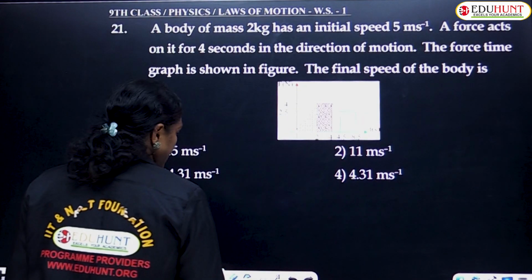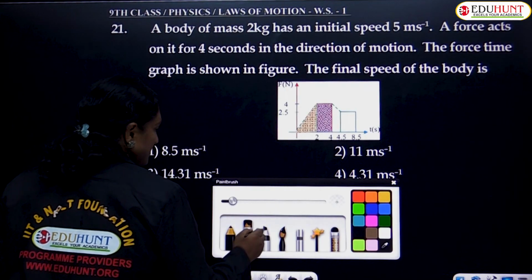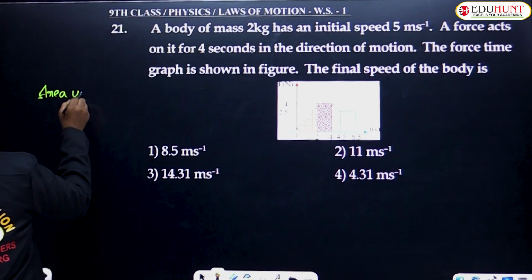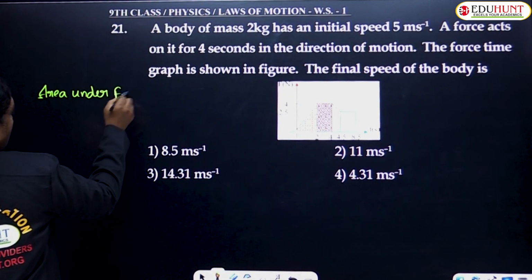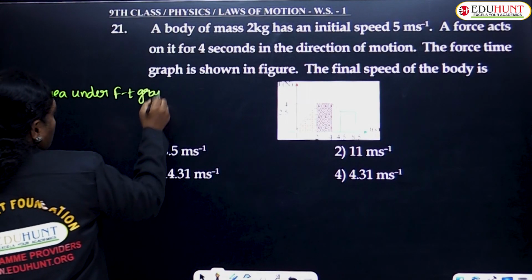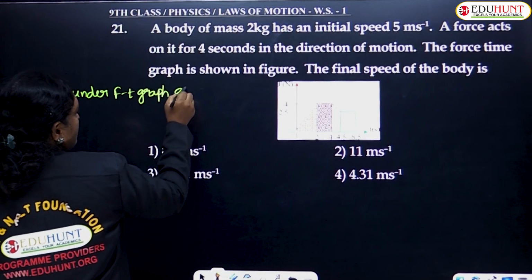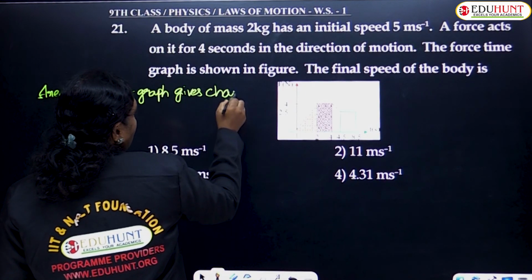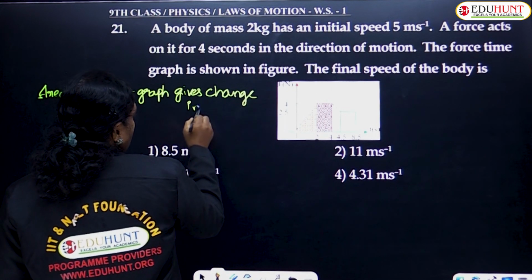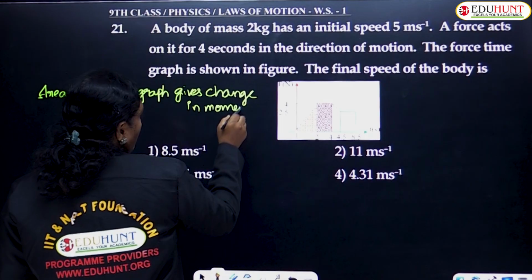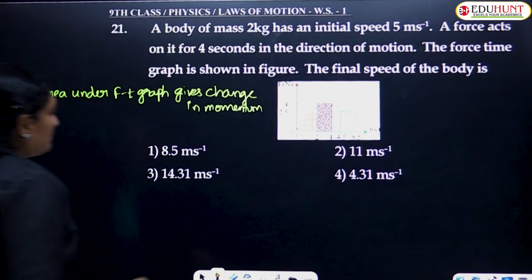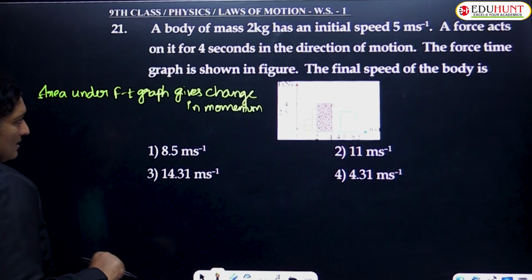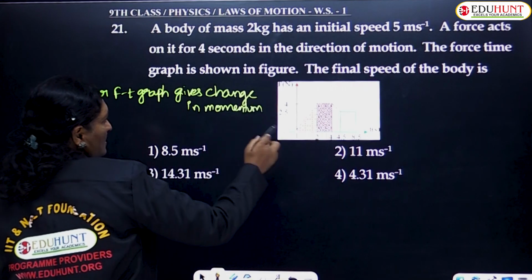So children, as we know, the area under the FT graph gives impulse or change in momentum. This part is known to you, children. Area under force time graph gives impulse or change in momentum. So what is the area under the FT graph? This is force and this is time.